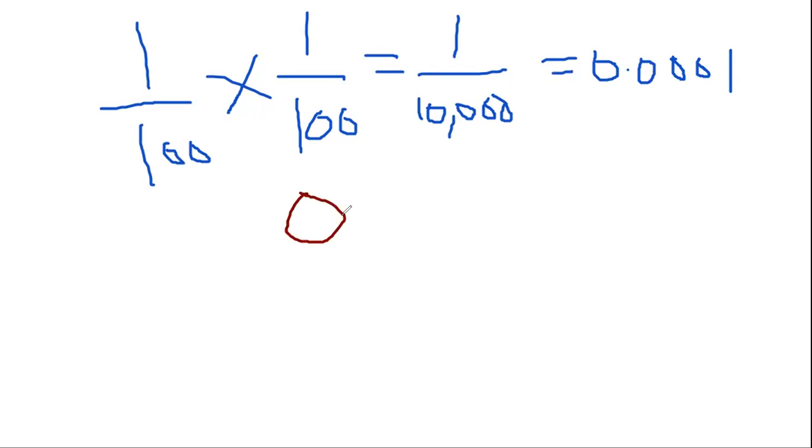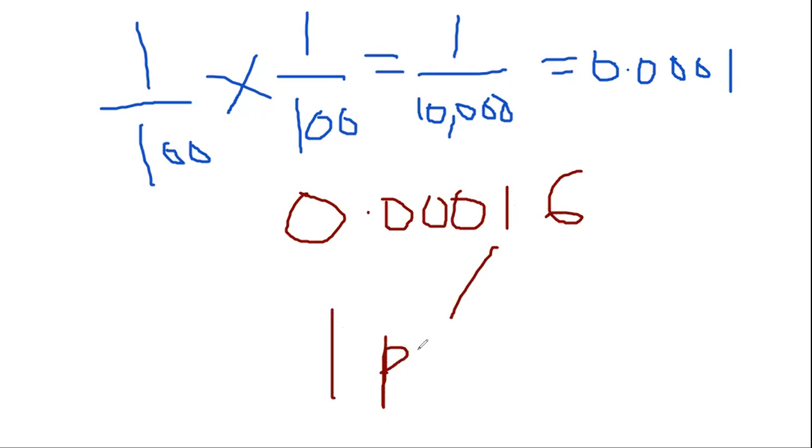Now, it means that if I have something like 0.00016, I can regard this as 1 pip. Now, if I see this as 1 pip, I can now see this as what? 6 pipettes.